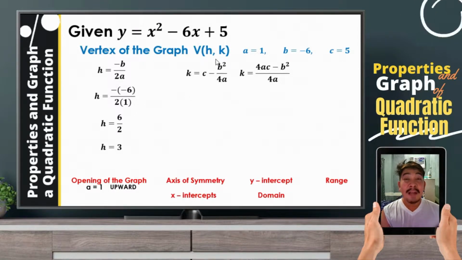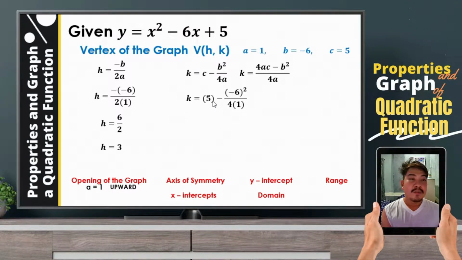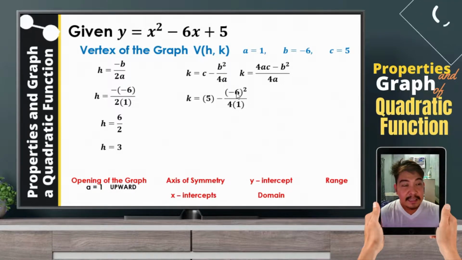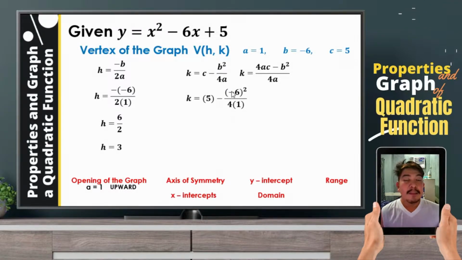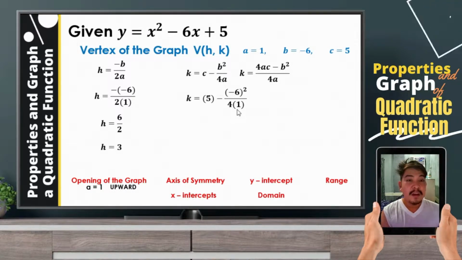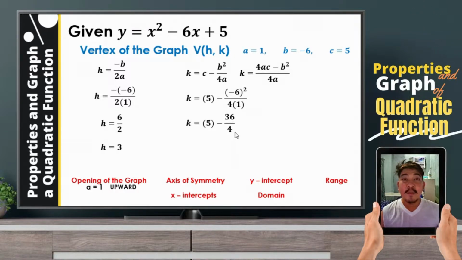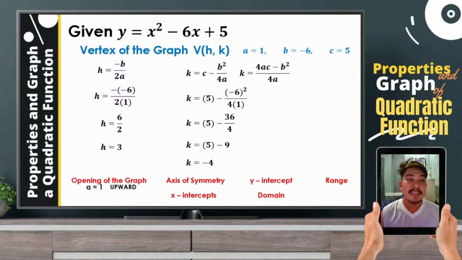Let us now get the value of k. Let us substitute the values of a, b, and c. The value of c is 5 minus b squared, where the value of b is negative 6, then square it, over 4 times 1, which is the value of a. Simplifying, negative 6 squared is 36, and 4 times 1 is 4. Now we have k equals 5 minus 36 over 4. 36 divided by 4 is 9. Thus, we have k equals 5 minus 9, and 5 minus 9 gives us negative 4.